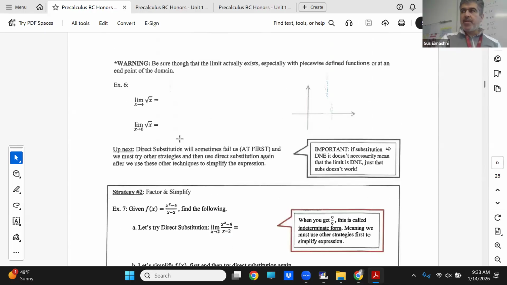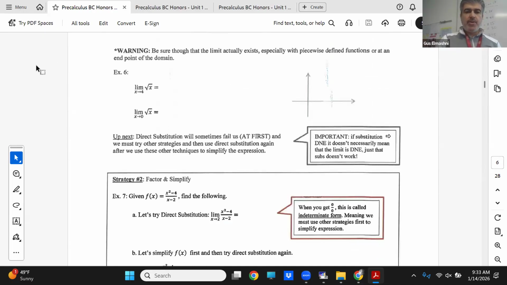And there's a variety of algebraic techniques we'll take into consideration. Before we do that, though, we should talk about root x. That's kind of an interesting case here. You guys should know root x looks like this.